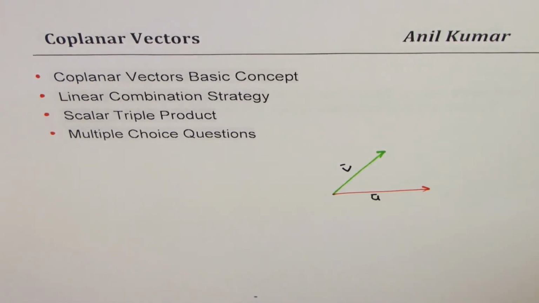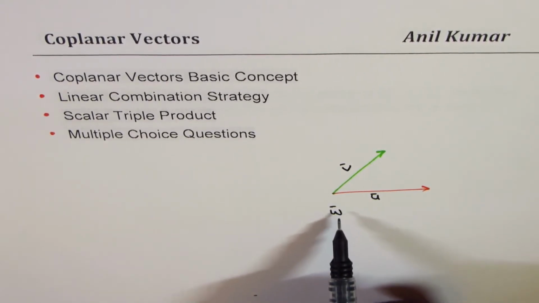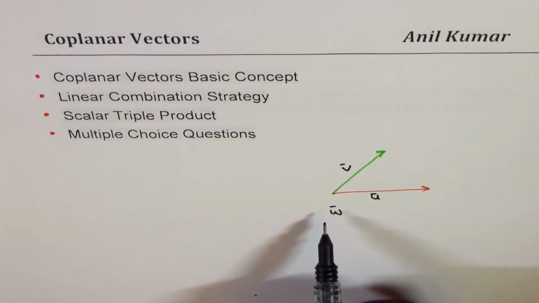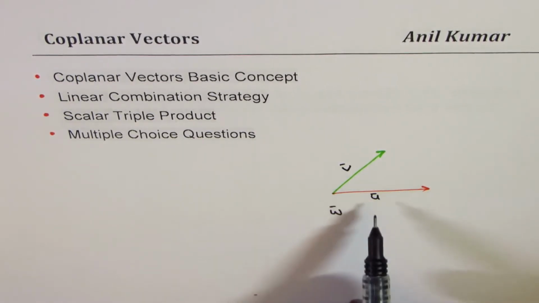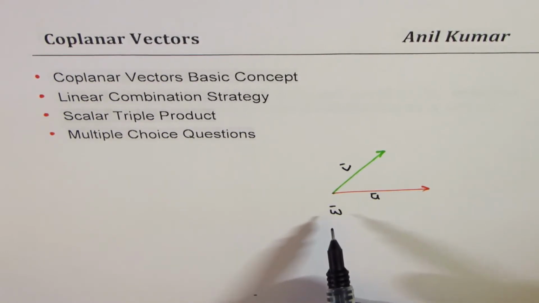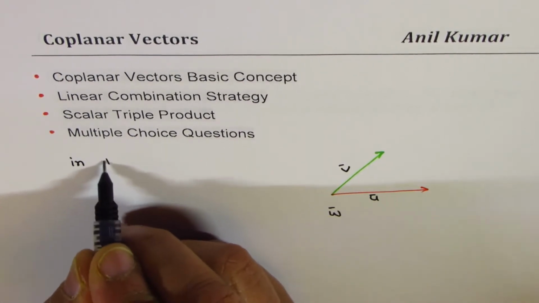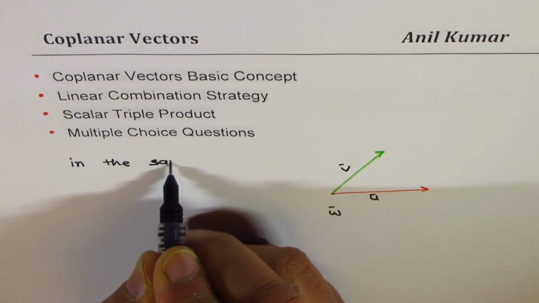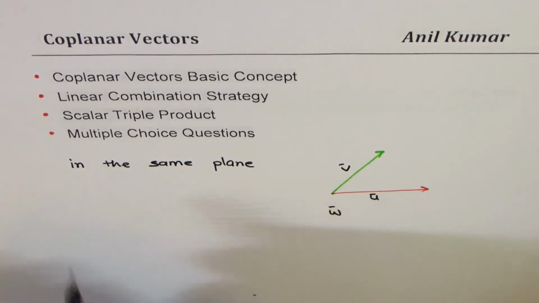the paper. Now if I am given a third vector w, how do we know that this vector also lies in the plane of this paper? That is what we are going to discuss, right? If it lies in this plane itself, then we will say that all three vectors are coplanar, correct? So coplanar basically means in the same plane. That is the meaning of the word coplanar, correct?